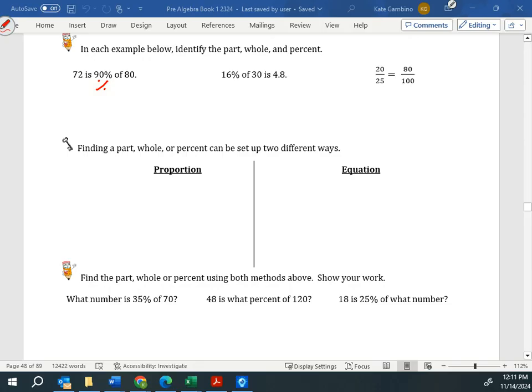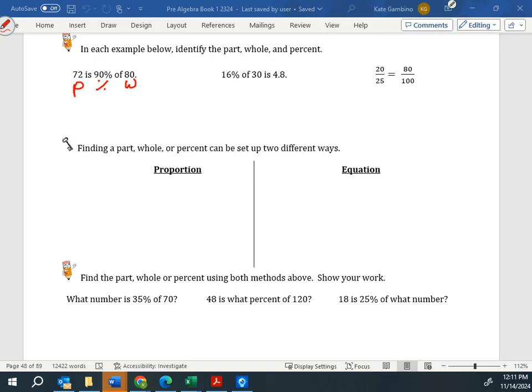So if we look at 72 is 90% of 80. Which one is the whole? Tessa? The 80. And then which one is the part? David? 72. The part is always going to be smaller than the whole, right? When you have one whole, the part is less than it. If we have 80 of something, the part is going to be smaller. So your whole is the bigger number. It's one whole made up of smaller parts. So the whole is always the bigger number.